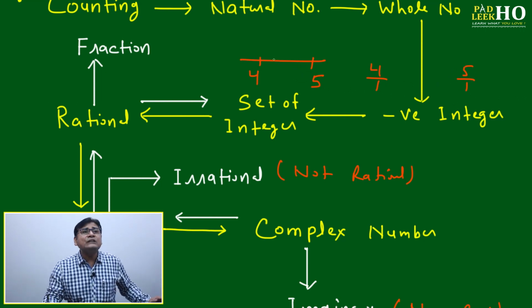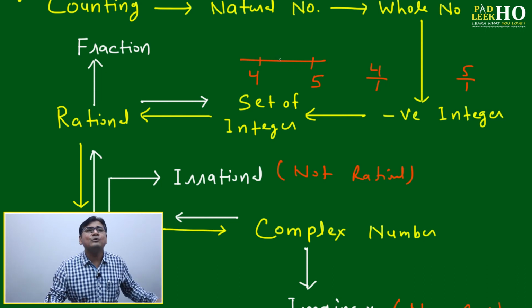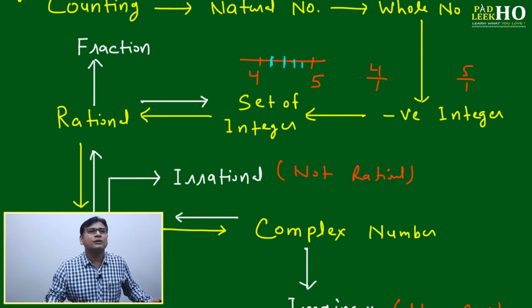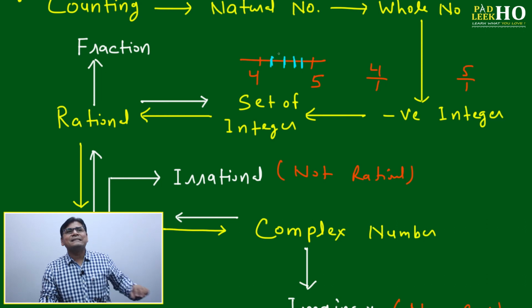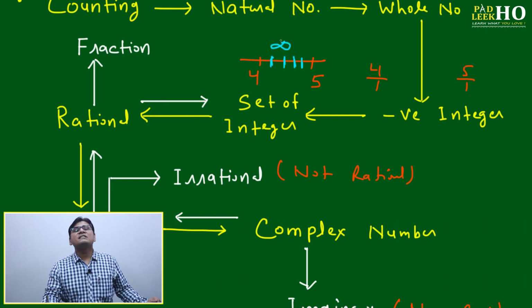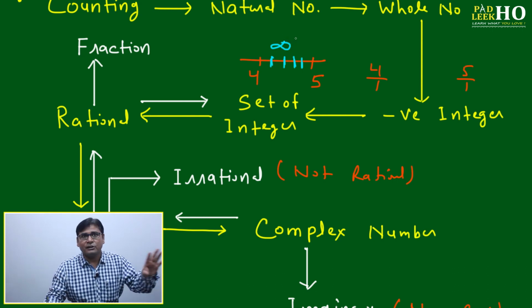Now between any two consecutive integers, plenty of numbers will be there. Plenty of rational numbers can be there, like 4 by 2. As we have already discussed, between any two consecutive numbers an infinite number of rational numbers can exist. That we have already discussed.